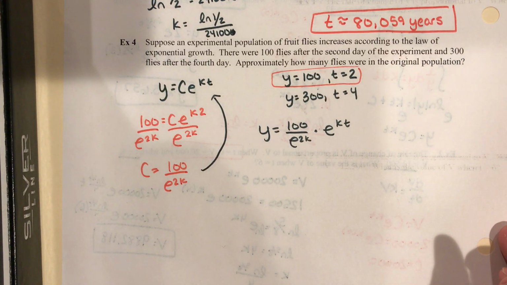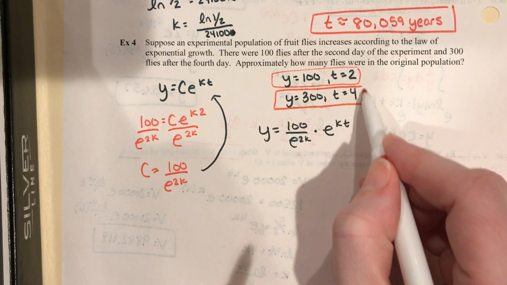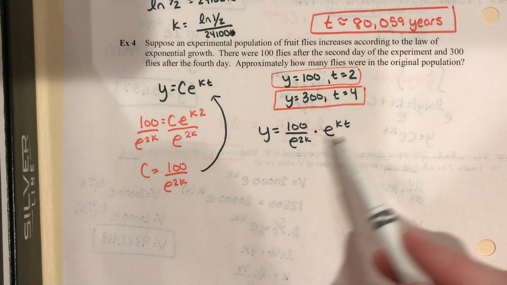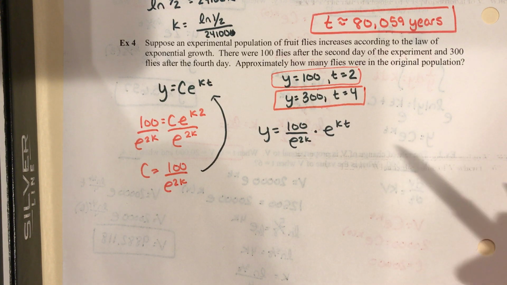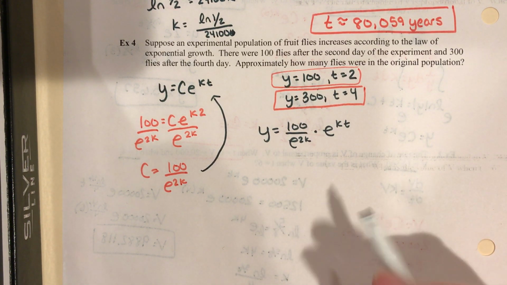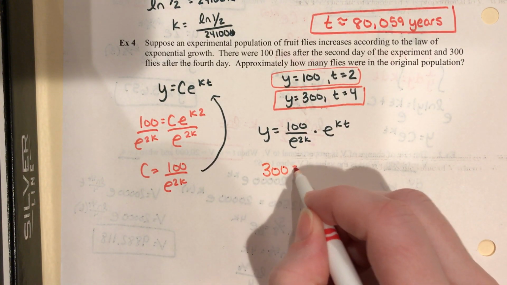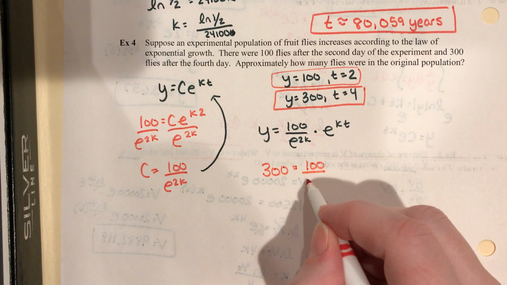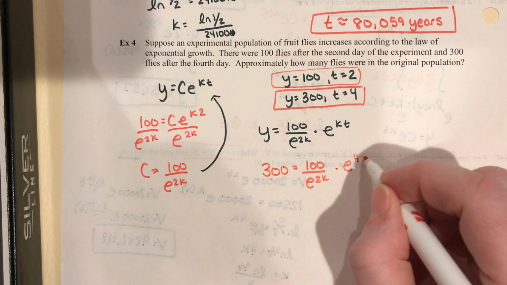And then our next step is we go ahead and we plug in our second set of givens. So I'm still going to do that. It just looks a little funky because I have an extra variable in here, right? We still have the k, but technically we solved for the c, so we're plugging that in. So I'm going to plug in my second set of givens. 300 is my y. And t is 4.